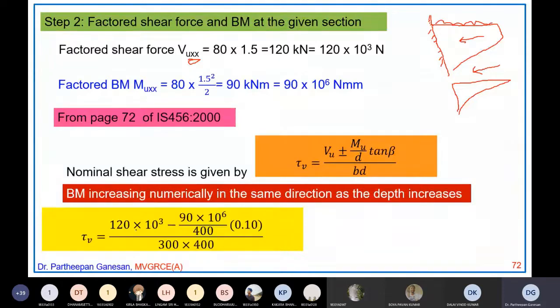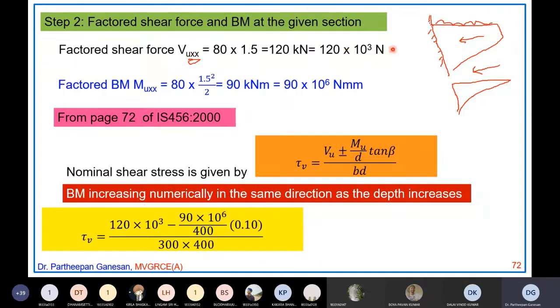So tau V is equal to Vu,xx, which is 120 kilonewton or 120 into 10 cube newtons, minus Mu,xx, which is 90 into 10 power 6. Most of the time students make mistakes with this 10 power 6 and all. Please be careful with the units. We are always working with Newton and millimeters.